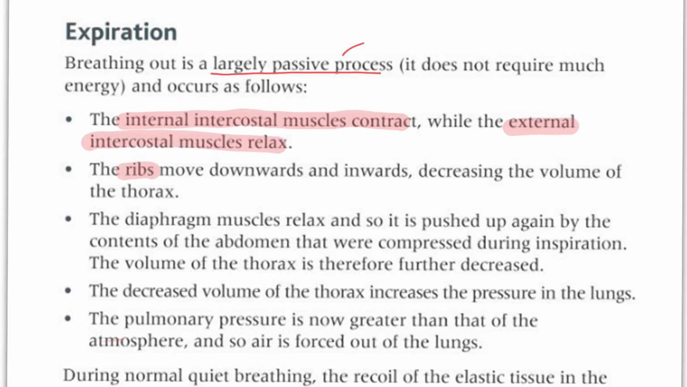This causes the ribs to move downwards and inwards. This decreases the volume of the thorax. The diaphragm muscles relax and it goes up, so it forms a dome shape. It gets pushed up by the contents of the abdomen, and the volume of the thorax is further decreased. The decreased volume of the thorax increases the pressure. So now you've changed the pressure gradient. Now the pulmonary pressure is greater than that of the atmosphere and air is forced out of the lungs.